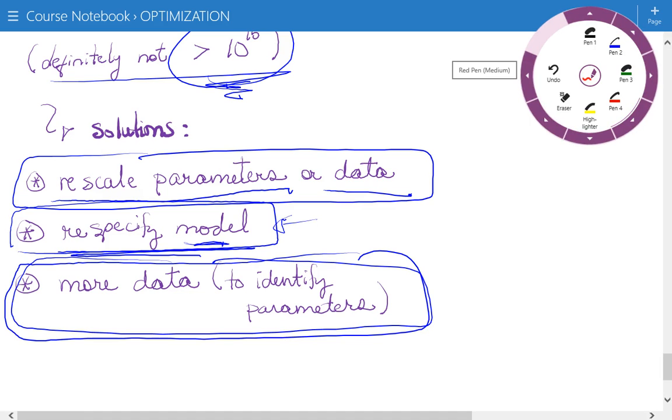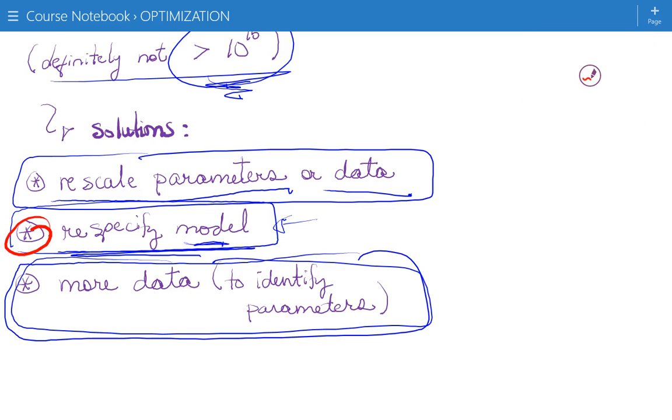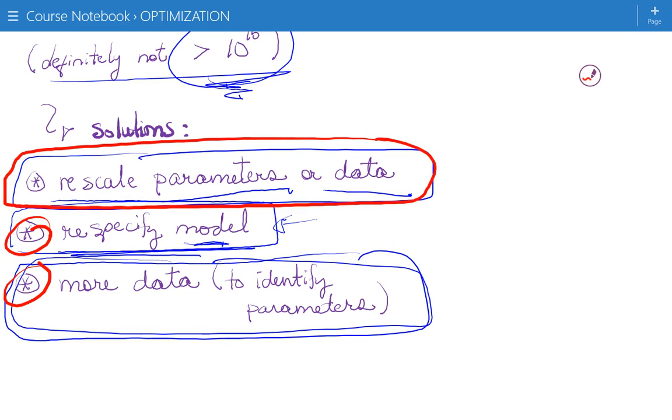These two are essentially up to you. This one could be up to you, the rescaling. However, Stata will automatically do that, pretty much.